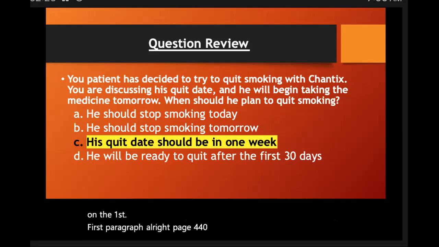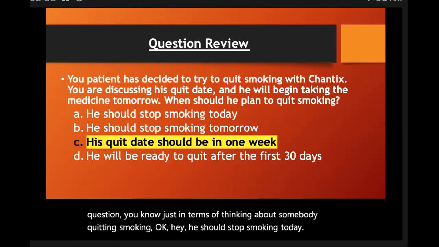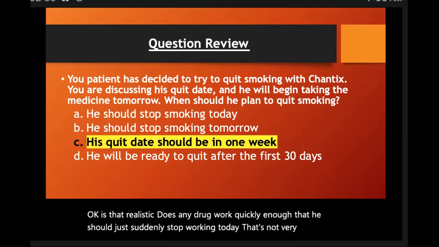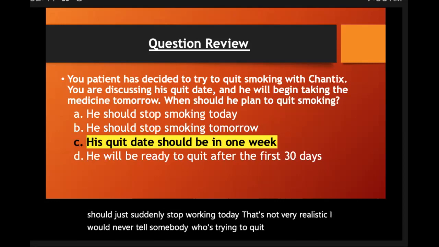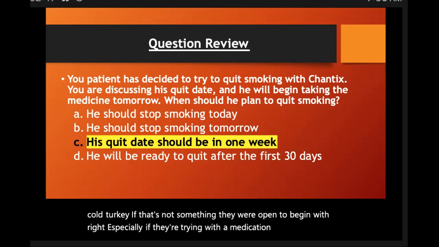But when you're looking at this question, just in terms of thinking about somebody quitting smoking, okay, A, he should stop smoking today. Okay, is that realistic? Does any drug work quickly enough that he should just suddenly stop smoking today? That's not very realistic. I would never tell somebody who's trying to quit smoking to just go cold turkey if that's not something they were open to begin with, right? Especially if they're trying with a medication.